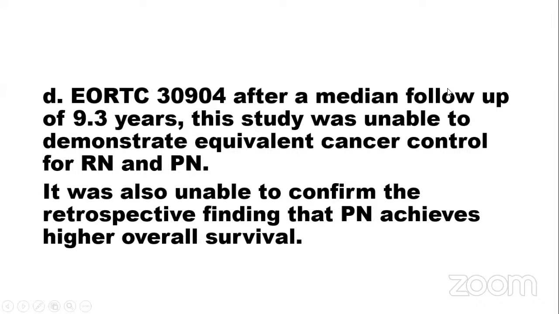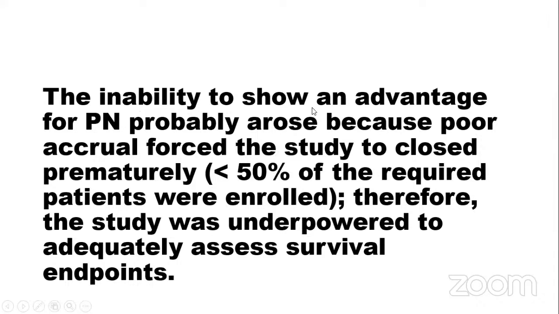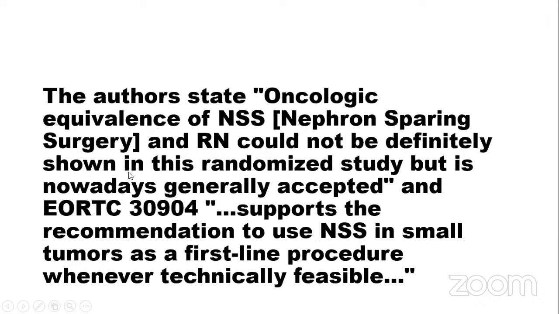In the EORTC study, after a median follow-up of 9.3 years, the study was unable to demonstrate equivalent cancer control for partial and radical nephrectomy. It was also unable to confirm the retrospective finding that partial nephrectomy achieves higher overall survival. The inability to show the advantage of partial nephrectomy is probably because poor accrual forced the study to close prematurely. Less than 50% of the required patients were enrolled. Therefore, the data was underpowered to adequately assess survival endpoints.